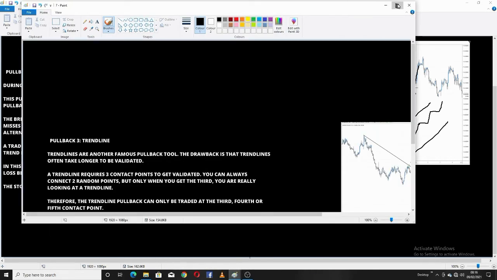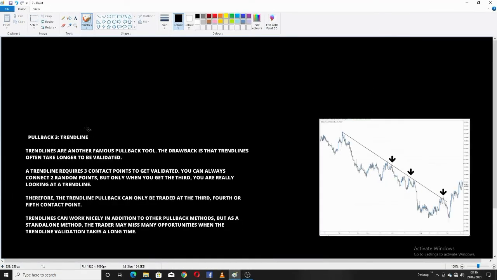Now let's look at my favorite. This is my favorite: trend line. Trend lines are another famous pullback tool. The drawback is that a trend line often takes longer to be validated. But as soon as they are validated, they can be very profitable.